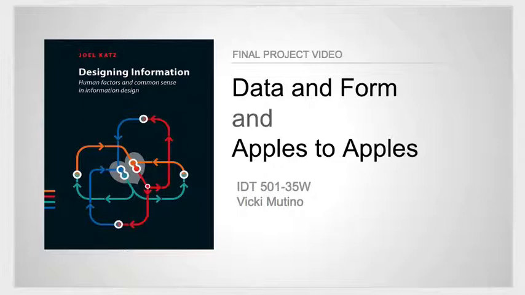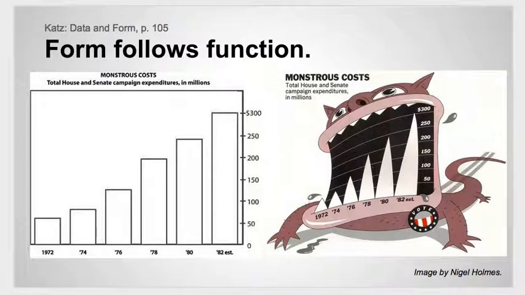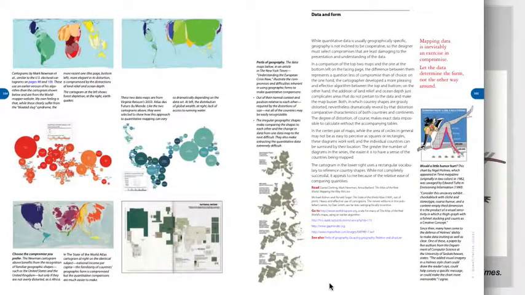Today I'll talk about two subchapters from Katz's book, Designing Information, and explain how designers can use the techniques to improve visual information displays. We'll start with Data and Form, Katz Chapter 3, page 105.